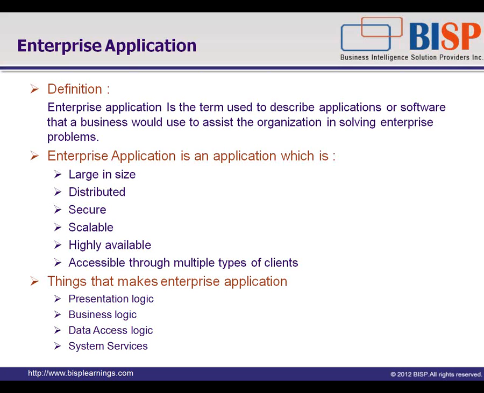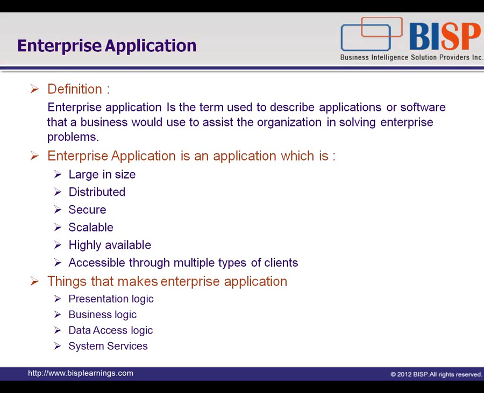Then they are highly available. Highly available here means enterprise applications are accessible 24/7, and there are very few chances of failure. And another thing is, the failure of one component doesn't mean that the whole application will fail or stop working. The last point here is that we can access enterprise applications through different channels.